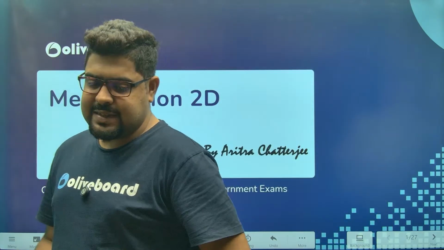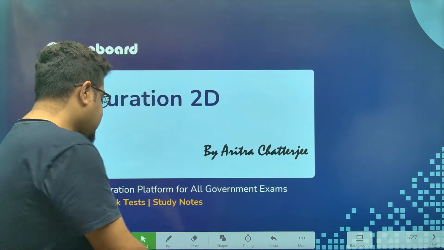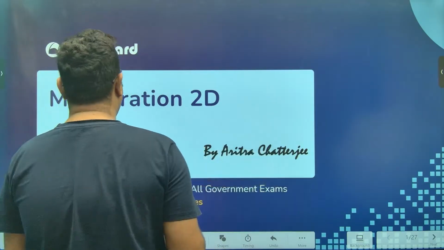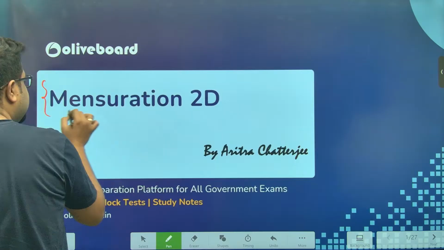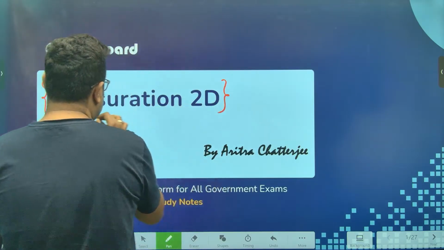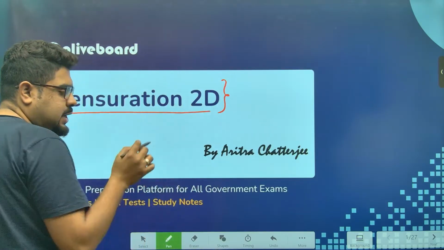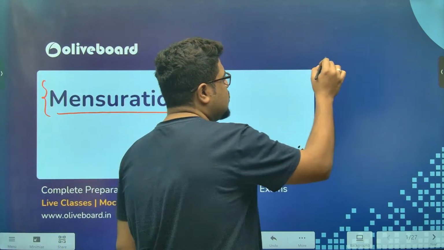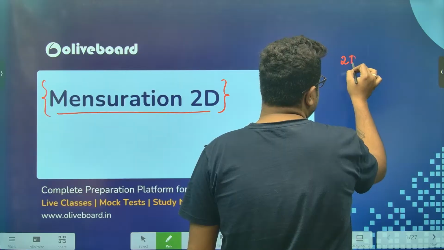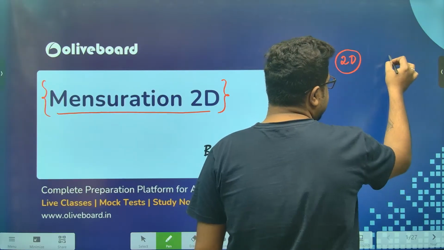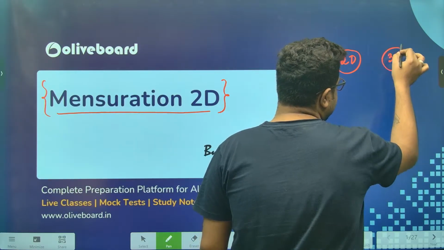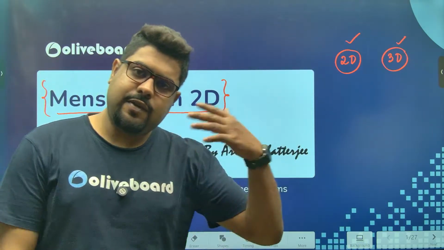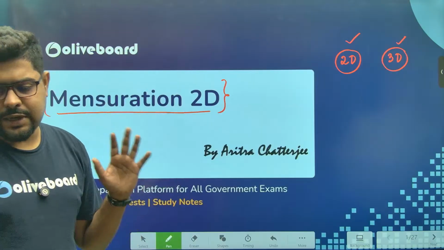So, this is Mensuration 2D class for ALP. Mensuration we'll do in a few parts. There are two types of mensuration. One is 2D, which will start from today, and after this we will do 3D. Both will be done one after another. We'll start from 2D and then move to 3D.